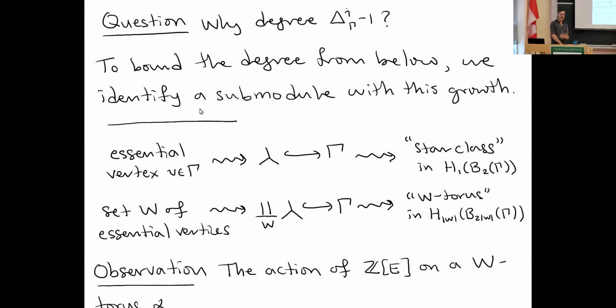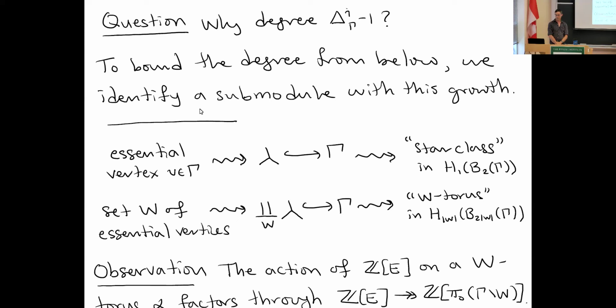The observation is that the action of this polynomial ring on that W torus, which I'm calling alpha, factors through a predictable quotient. The thing acting is the polynomial ring generated by the edges of the graph, but the action on this W torus actually factors through the quotient where I identify two edges if they are in the same connected component after I remove W. That is a little bit of a mouthful to say, but actually what I'm saying is completely obvious. So let me show you a picture that will tell you why it's completely obvious.